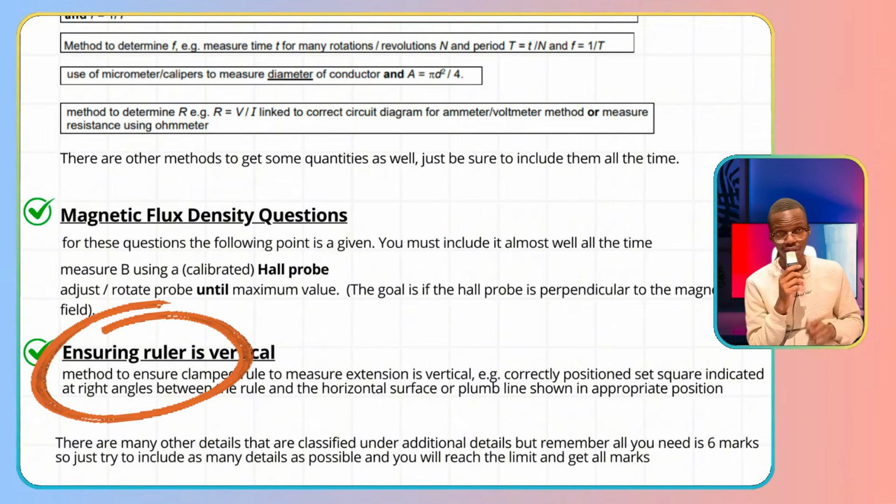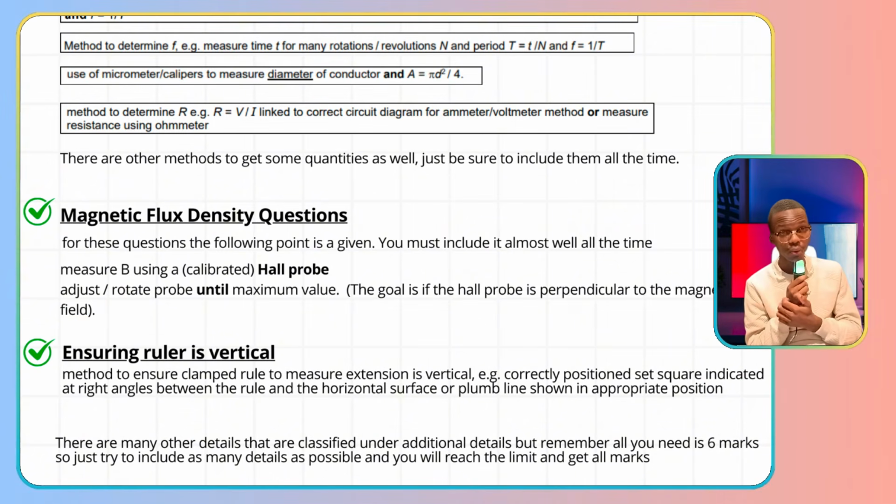Ensuring that the ruler is vertical. For experiments where the ruler is vertical, under additional details, you must always mention the method to ensure that the clamped ruler is vertical. And how do you do that? You correctly position the set square at right angles between the ruler and the horizontal surface, or you can use a plumb line, but I highly recommend you use a set square. You just take it and make sure it's aligned with the ruler and the surface as well. They make a 90 degree right angle, and that is the method you're going to use to measure extension, essentially, right?